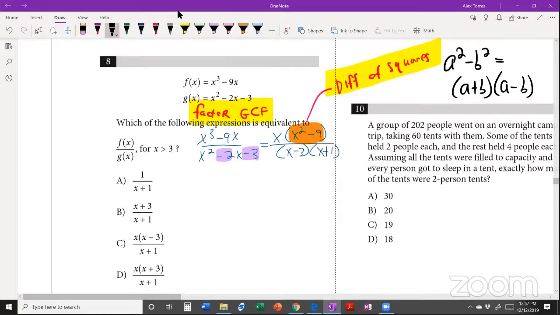But we do so many of these that we have to be able to kind of identify them just quickly like that. So the x squared minus 9 becomes x plus 3, x minus 3. Again, it's the square root of each piece with a plus and minus. And on the bottom, we had x minus 3 and x plus 1. So the x minus 3's cancel, leaving you with x plus 3 over x plus 1. So the answer to number 8 is going to be D.